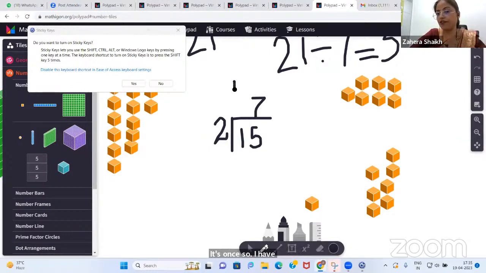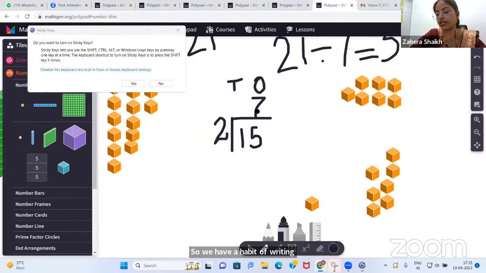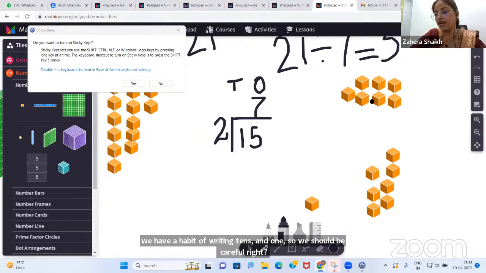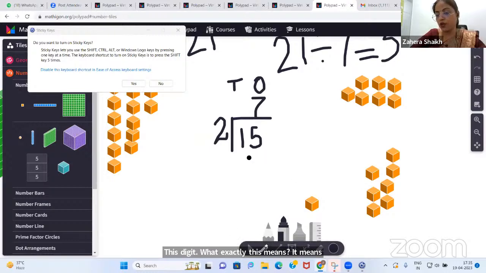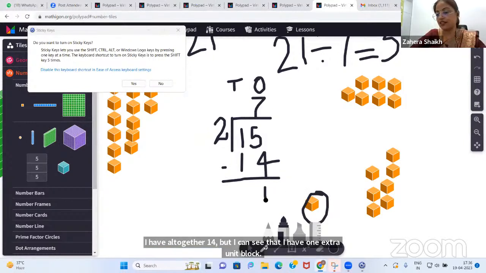So we have a habit of writing tens and ones. So we should be careful writing these digits, what exactly this means. It means I have 7 unit blocks in each group. So I have altogether 14. But I can see that I have one extra unit block. This is nothing but my remainder.